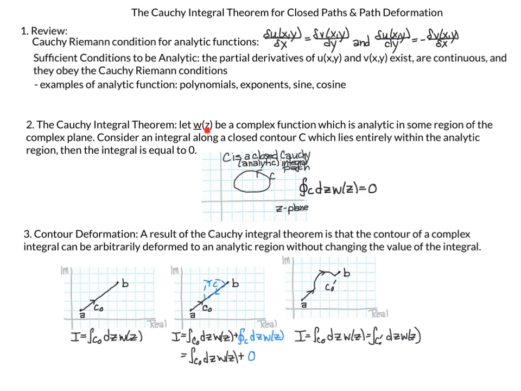So let W of z be a complex function which is analytic in some region of the complex plane. Consider an integral along a closed contour C which lies entirely within the analytic region. Then the integral is equal to 0. And here's the picture. We have our closed contour C. So if our function that we want to integrate is analytic along the contour C as well as its interior, then the integral of W(z) along the contour will be equal to 0.